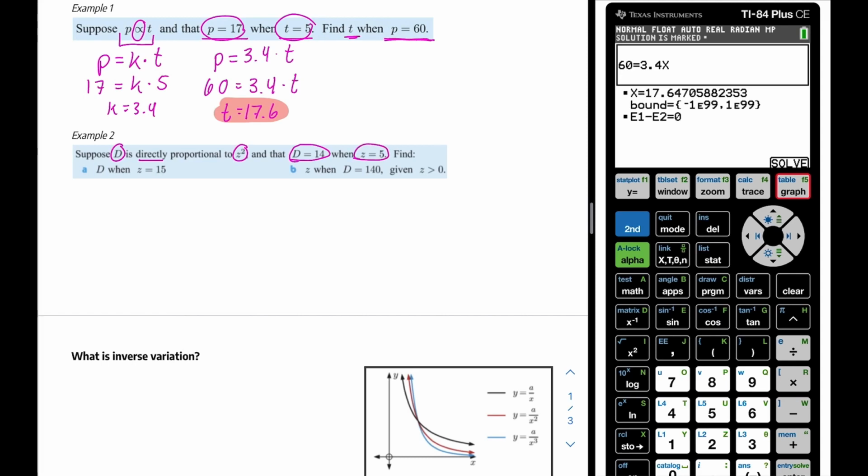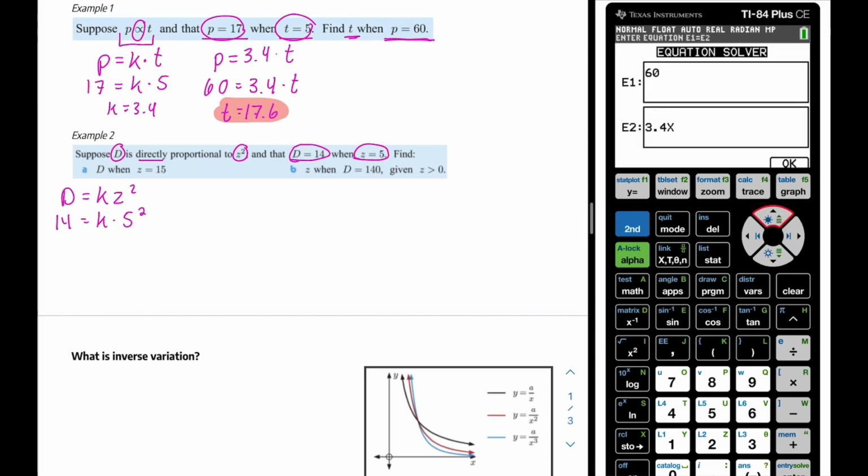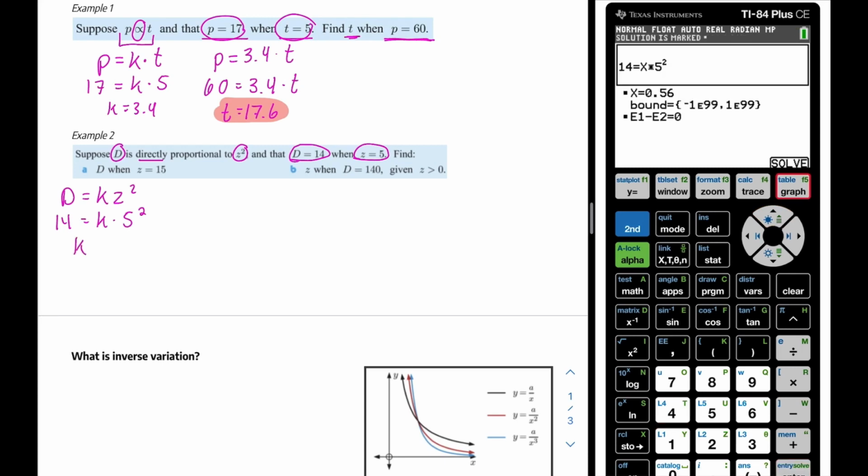Before we can even start solving these questions, we have to find the equation that connects d and z together. So if d is directly proportional to z squared, then I can create this equation here, and I can find what the constant is. So I have 14 is equal to k times 5 to the power of 2. Into your numeric solve, we can find the value of k, and we get that k is equal to 0.56. So the equation connecting the two of them is d is equal to 0.56 times z squared.